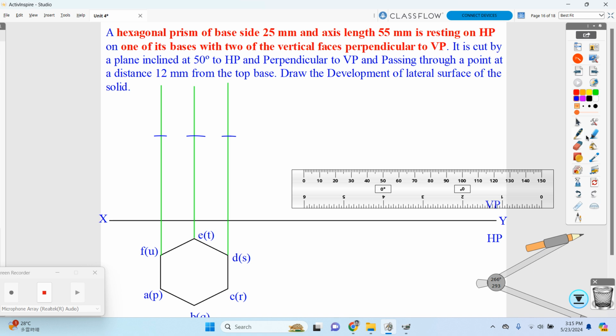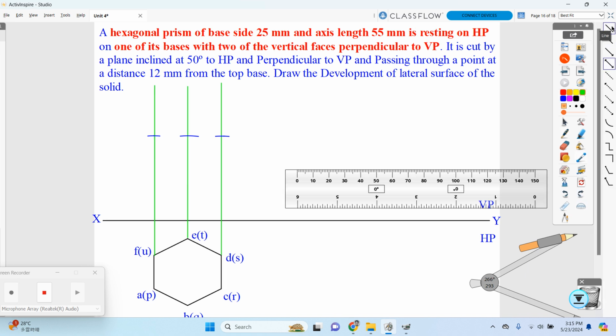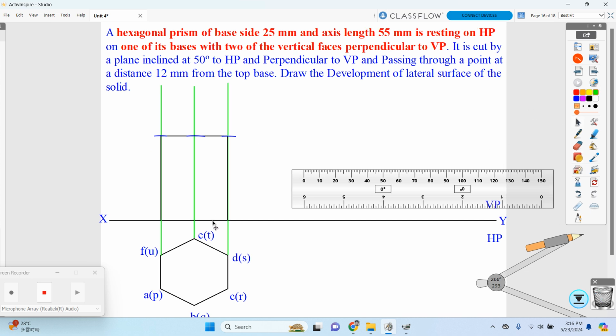Now we are going to develop our front view. For developing the front view, we consider from this point to here, then from this point to here, and marking this point with this one. After this we can find that your surface is developed.